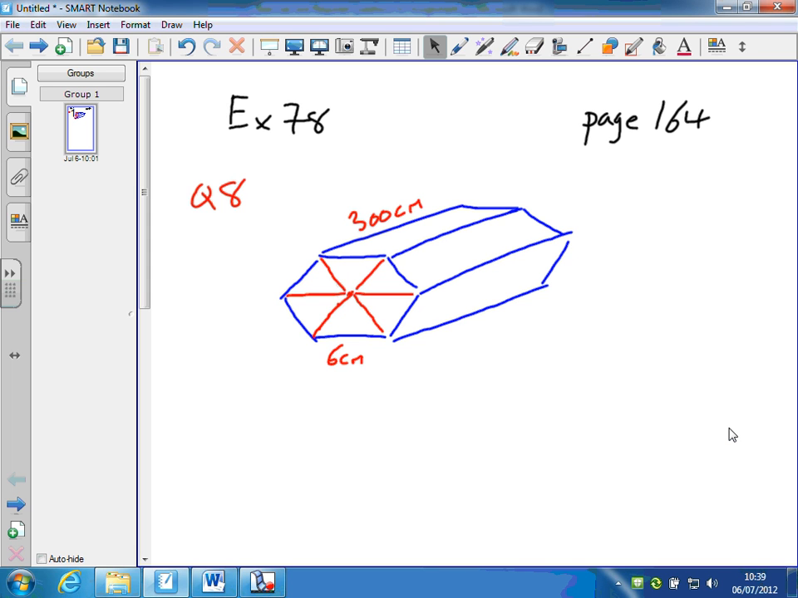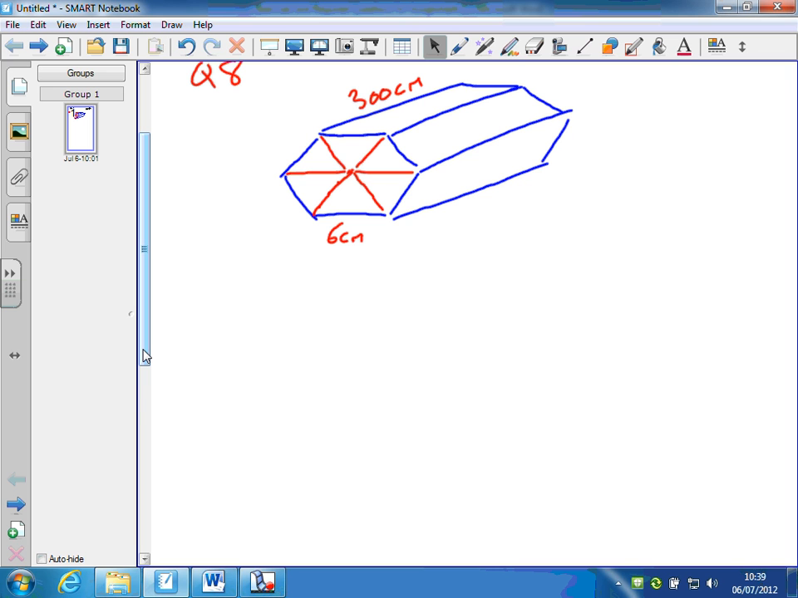Exercise 78, question number 8. This particular one, because the area of the end is a regular hexagon, then actually we can work out the area of that end quite straightforwardly. The method is outlined on page 151 in the text, in the worked example there, but I'll have a go at showing you on here as well.